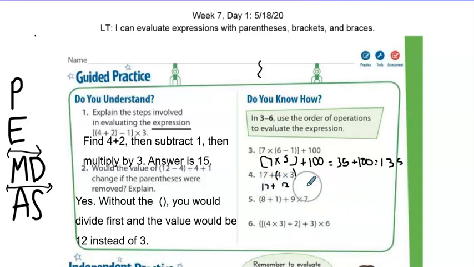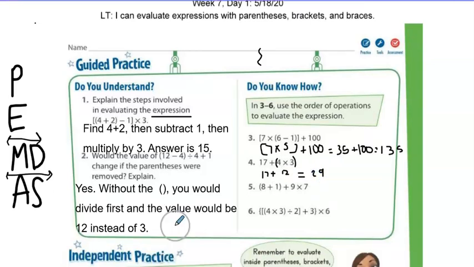And now I'm left with just taking 17 plus 12. 7 plus 2 gives me 9. 1 plus 1 is 2. So my answer is 29.